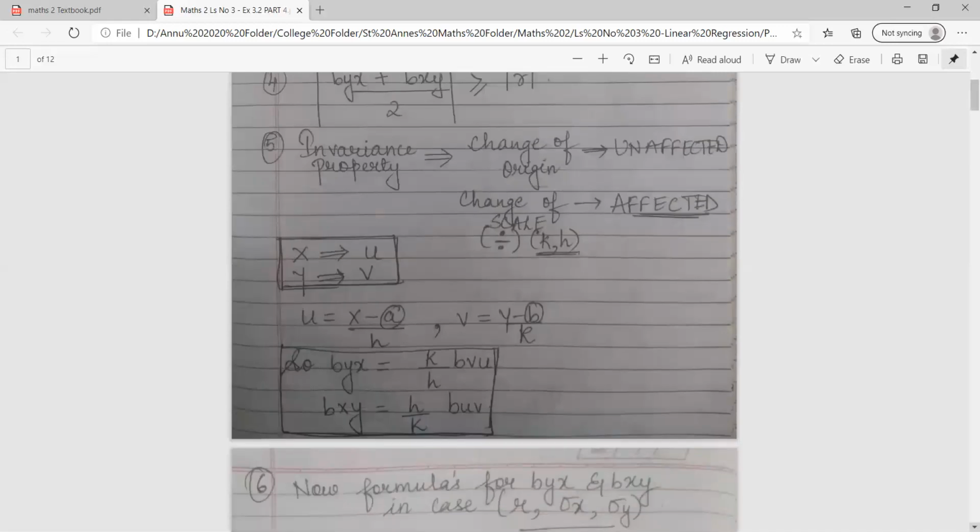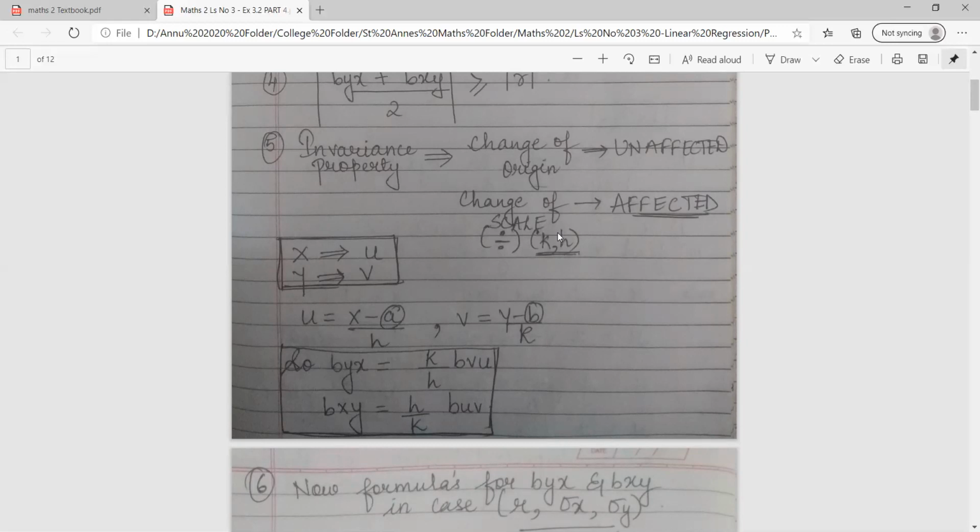Coming to property number 5, the invariance property. Now class, this we have already studied when we were doing the sums wherein we had values greater than 20, right? We used to take the alphabets U and V in place of X and Y. Remember? That was called change of origin. And what did we study? The regression coefficients are unaffected when we use change of origin. But when we use change of scale, the regression coefficients are affected.